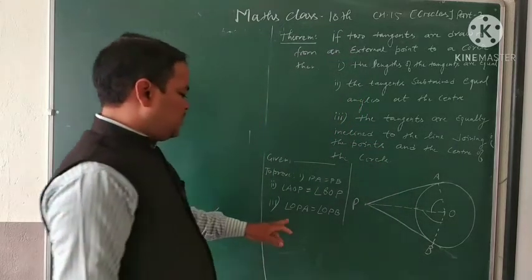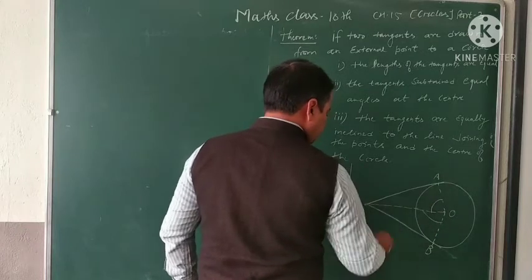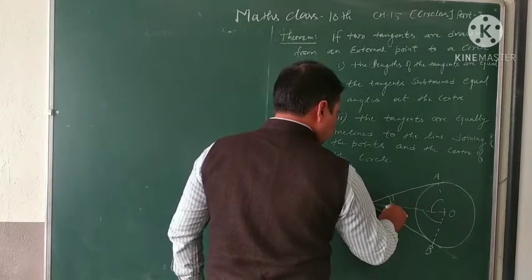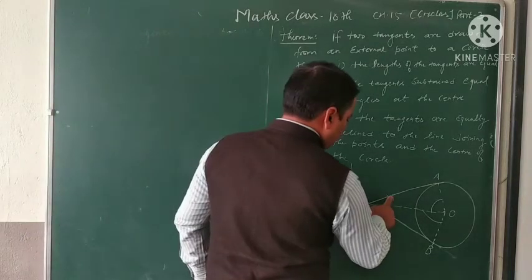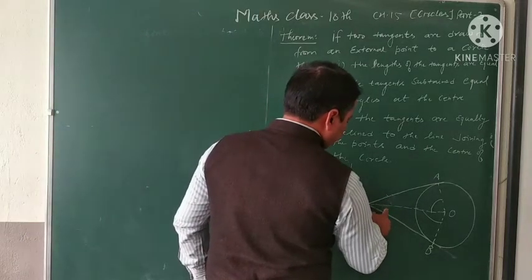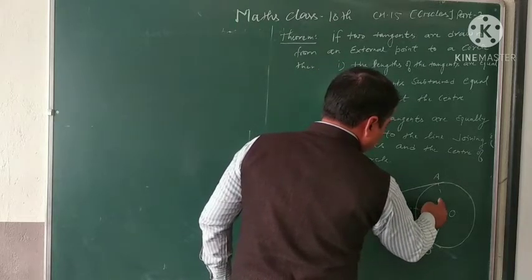It means here we have to prove that angle OPA means this angle is equal to this angle. Okay, we have to prove these things according to this statement. So first of all, we should write the given portion according to the statement.